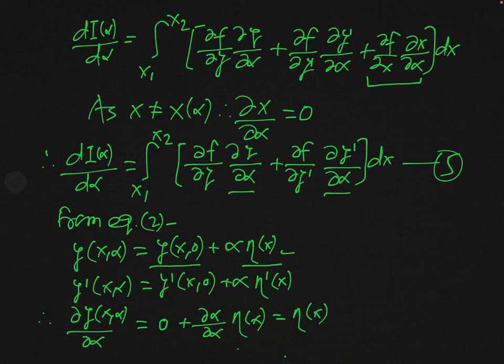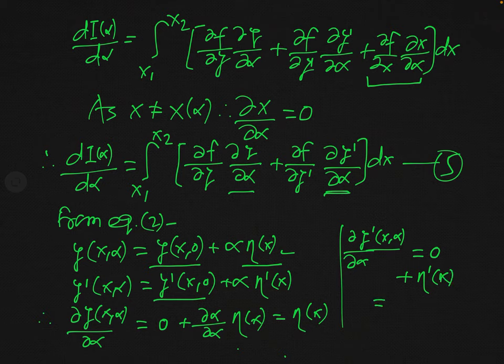In a similar manner, we obtain del y prime by del alpha, that is, del y prime of x comma alpha by del alpha. Again the first term on the RHS is not a function of alpha, so this derivative will be 0, and del alpha by del alpha will be 1, so this will be simply eta prime of x. And eta prime of x means d eta of x by dx. So we have obtained the values of del y by del alpha and del y prime by del alpha.